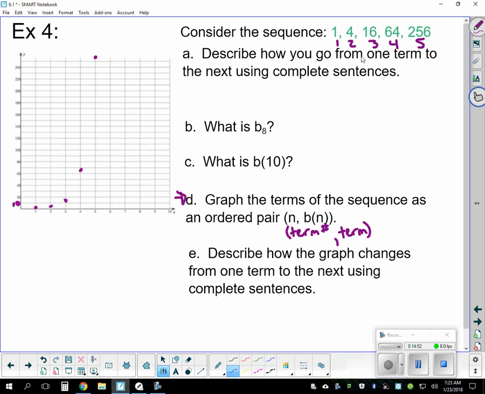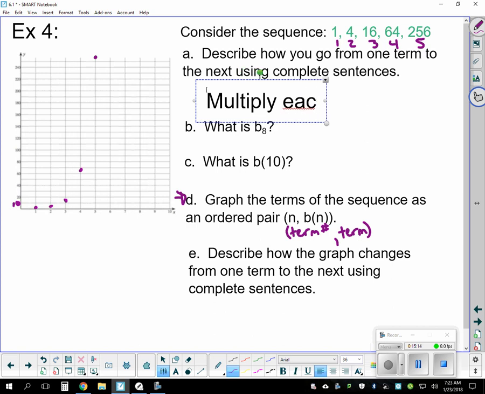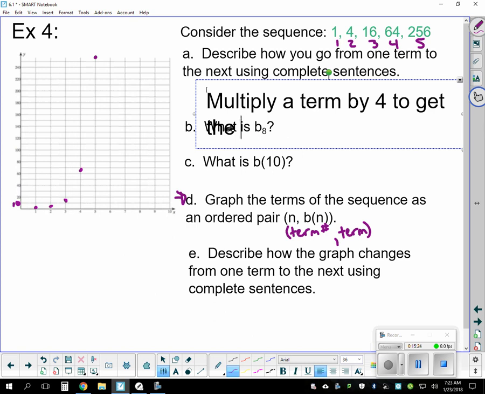Part A then, describe how you go from one term to the next using complete sentences. So what are they doing in each of these? What is the pattern? Hopefully you are figuring out, it is multiply a term by 4 to get the next term.